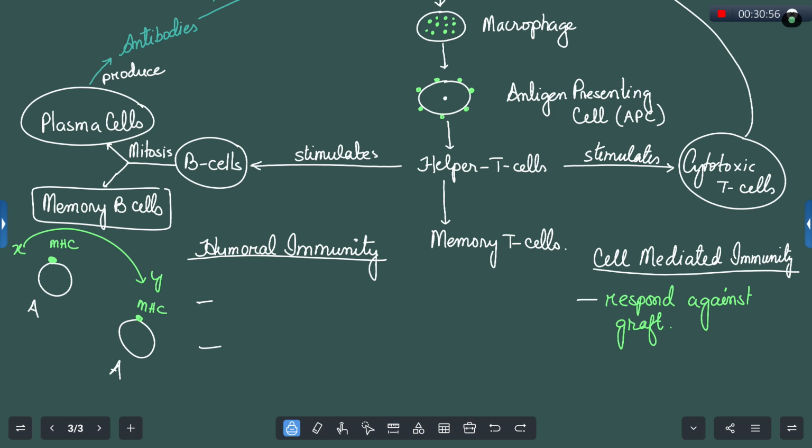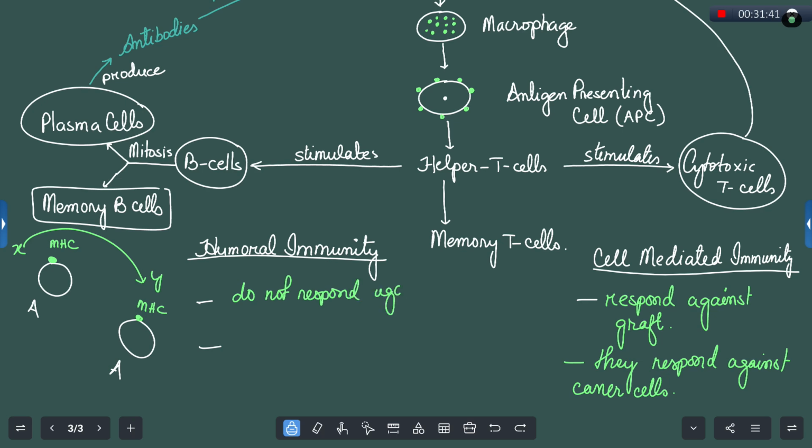Second, they respond only against cancer cells. If any cancer is available in our body, it will get killed by cell mediated immunity. Cytotoxic T cells attack cancer cells. Humoral immunity does not respond; they do not show any response against organ transplant.